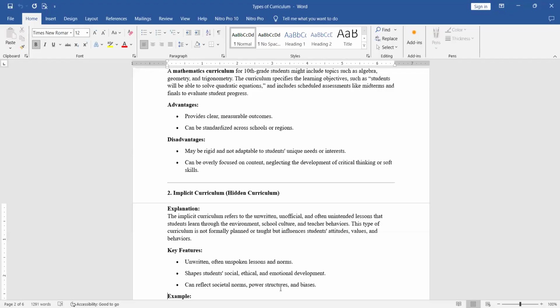Now, there is a hidden curriculum, an implicit curriculum, which is not written, not designed by the curriculum developers, and not standardized. That hidden curriculum, which is unwritten, actually means the students learn through the school culture, teacher behaviors, and the environment. Okay. Now, for example, you teach in a school.